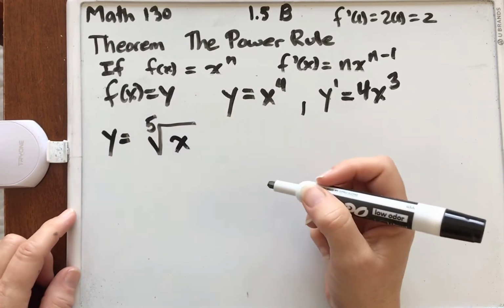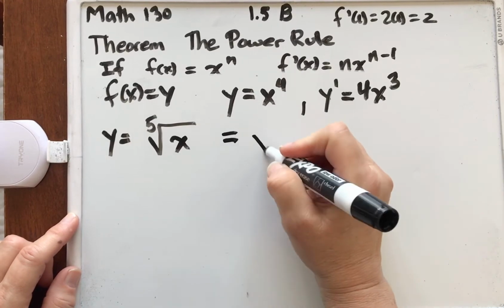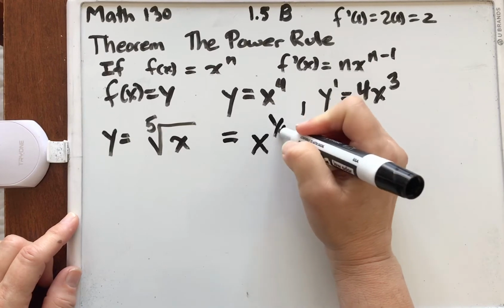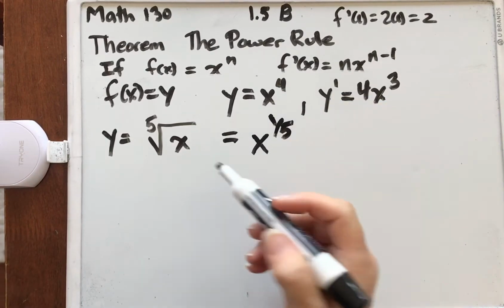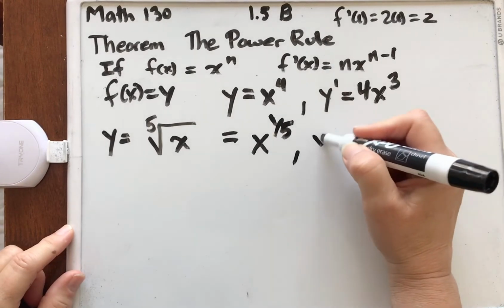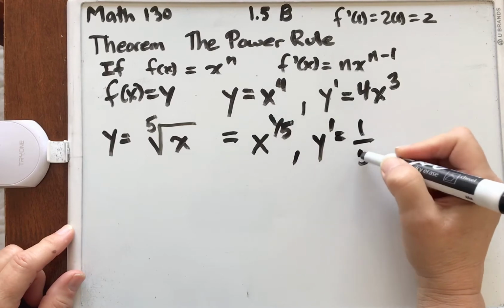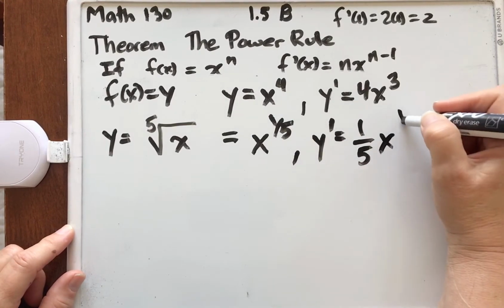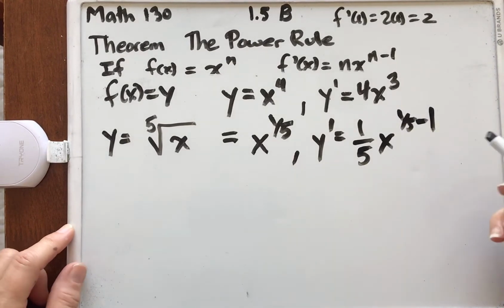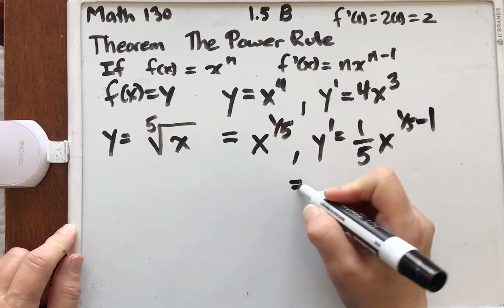Now what if we had y equals the 5th root of x? Well, before we can even take this derivative, let's change the root to a fractional exponent. It's x to the 1/5. Remember, the root goes in the denominator. So if we take y prime, we're still going to bring 1/5 down, x to the 1/5 minus 1.